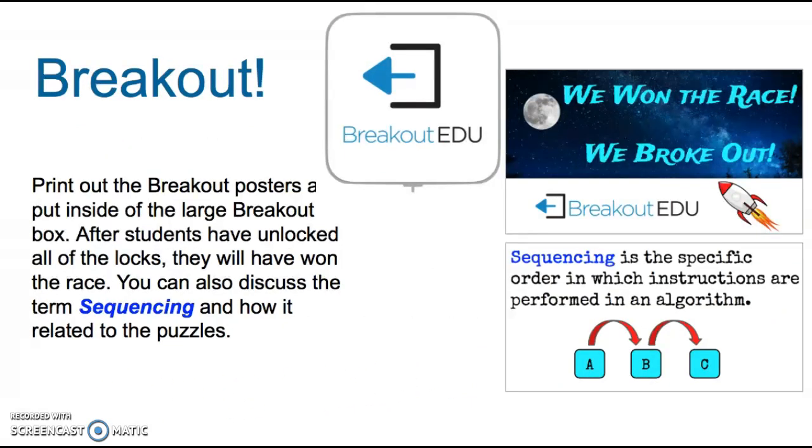Once the students have solved all of the clues and puzzles, they will break out of the large breakout box. Inside will be the definition of sequencing, and if you have chosen to put in the AR flashcards and a tablet to do augmented reality check of the other planets, you may also do that.